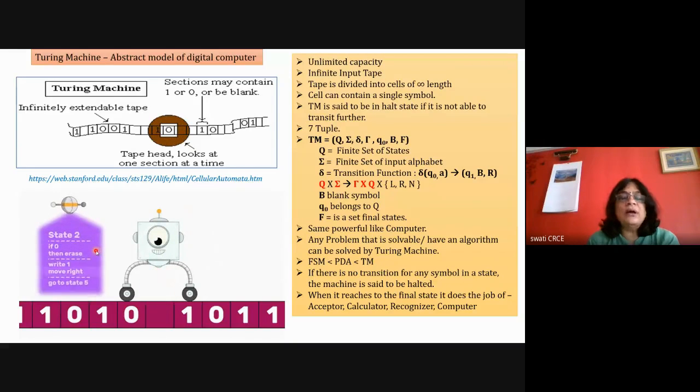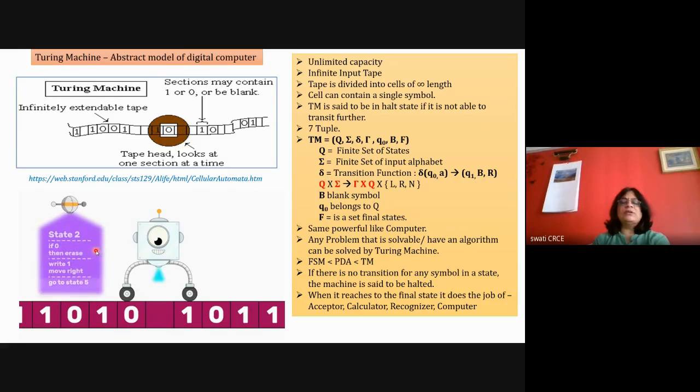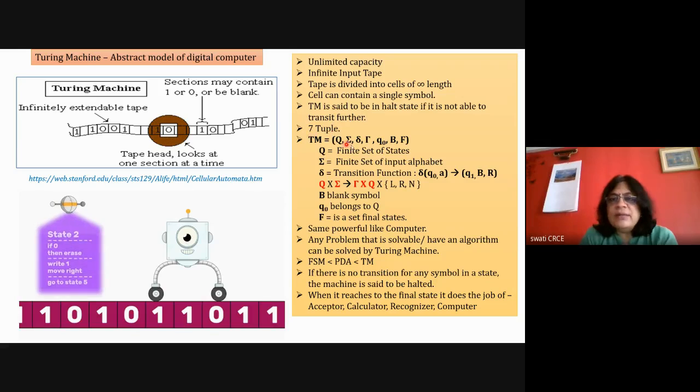But if that particular state is not a final state, then we can say that the machine is hanged, and it is in the hang state. It cannot solve the problem, or there's no solution for the particular problem, and it has not reached the final state.